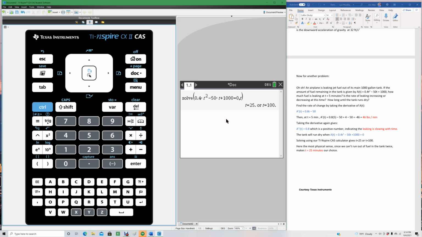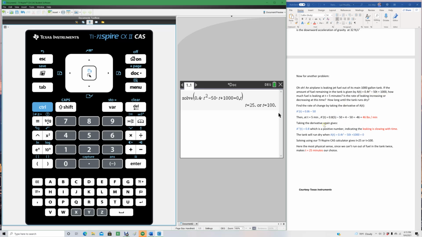Well, first we want to find the rate of change by taking the derivative of a of t. And the derivative of a of t equals a prime of t equals 0.8t minus 50. So if we take this derivative and set t equal to 5 minutes, then the rate of change is 46 pounds per minute. And you can also find this out through your CAS calculator by taking the function 0.4t squared minus 50t plus 1,000 and simply take the derivative of it.